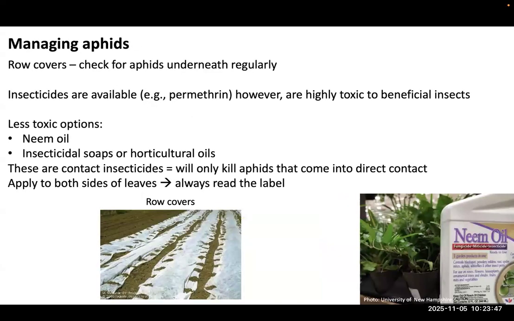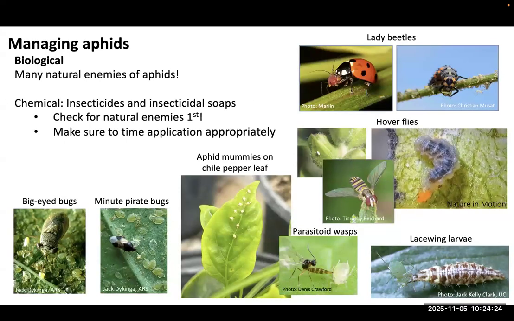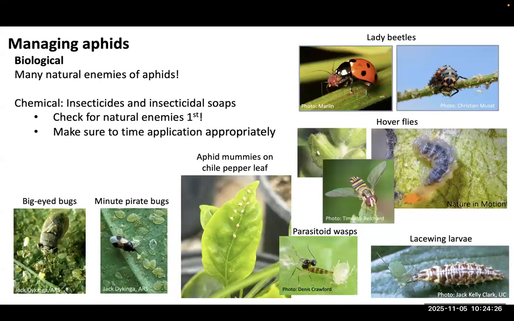So managing aphids, thankfully, there are a couple of things you can do. Row covers are useful. Always check underneath row covers regularly to make sure you don't have some other pests in there. Insecticides are available. However, a lot of these are highly toxic to your beneficial insects. So there are some less toxic options like neem oil and insecticidal soaps. Do keep in mind these are contact insecticides and they only kill aphids when they come into contact with them. So apply to both sides of the leaves, but always read the label. That'll let you know.